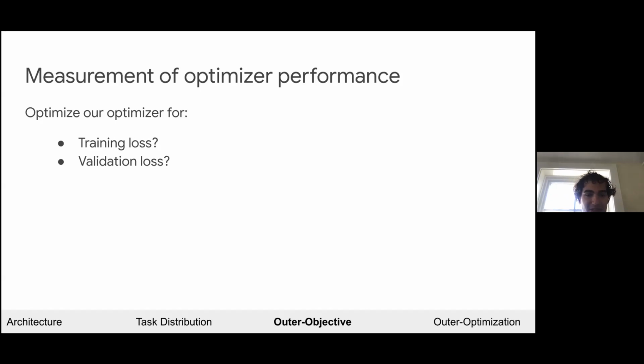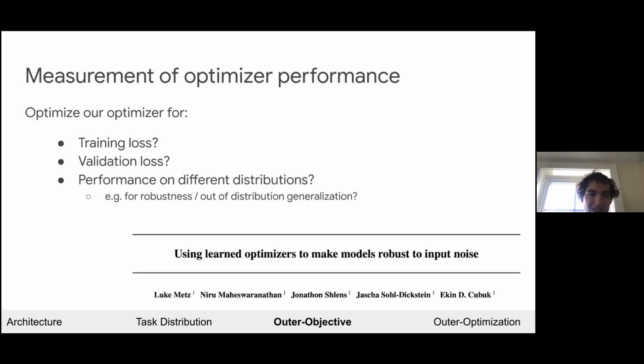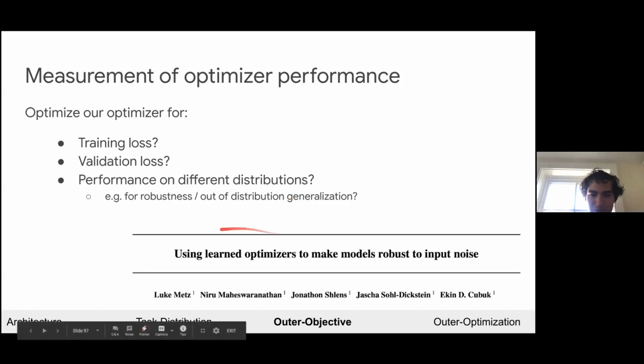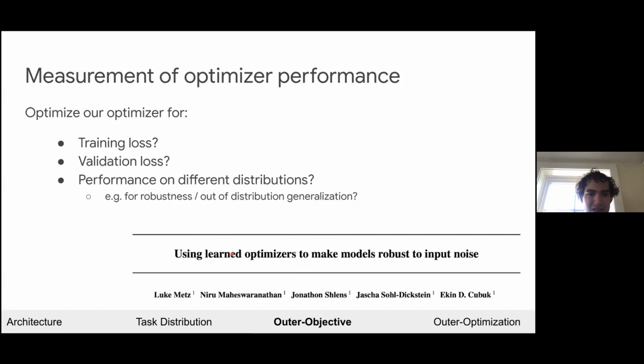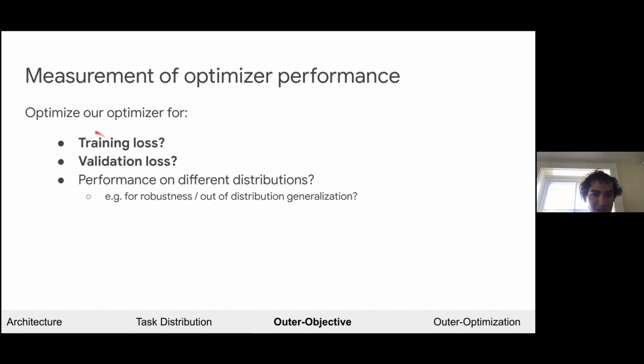But we don't have to stop there. We can actually get more creative. We can measure performance, say, on a different distribution of data. For example, we can train optimizers to learn classifiers that are more robust or better at out-of-distribution generalization. This is something we explored briefly in this paper, which was a workshop paper. But for now, we're just going to do the simplest thing. We're going to train an optimizer on training loss, and we're going to train an optimizer on validation loss.